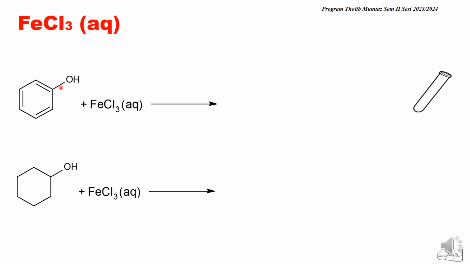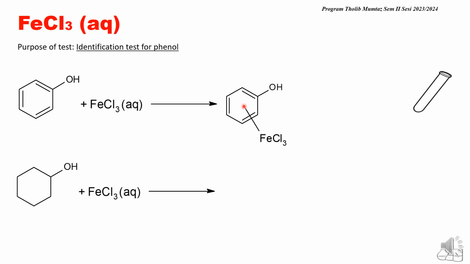Next test is FeCl3 solution, or FeCl3 aqueous. This is an identification test for phenol. When you react FeCl3 with phenol, it will be attached to the center of the benzene ring, where there is the highest electron density. So this is how you draw the product.